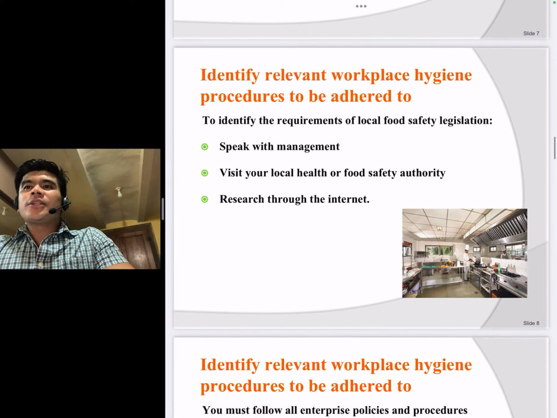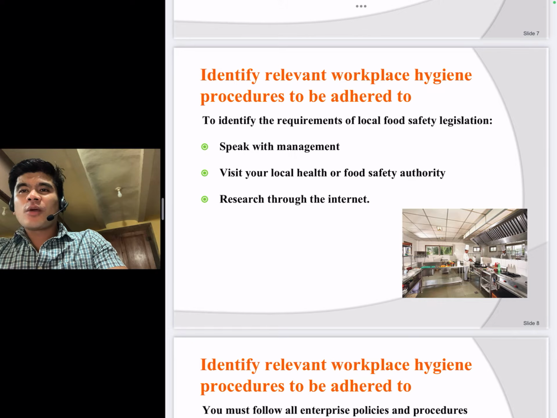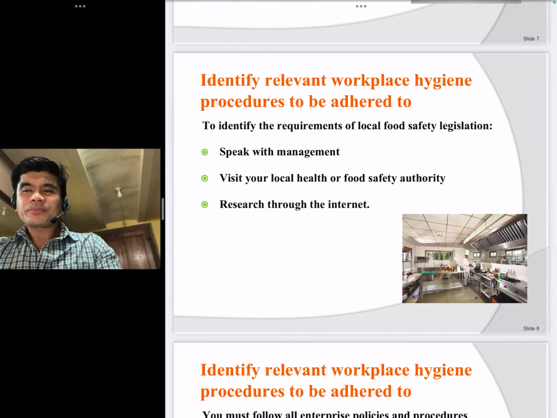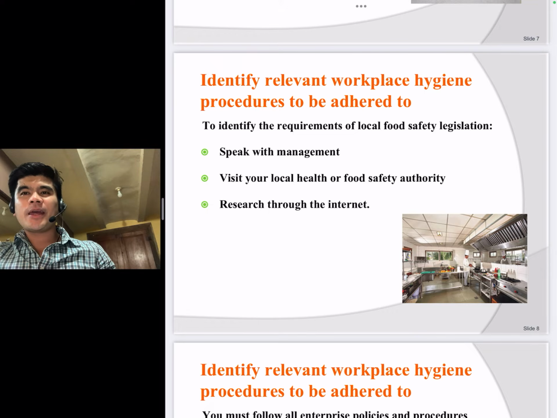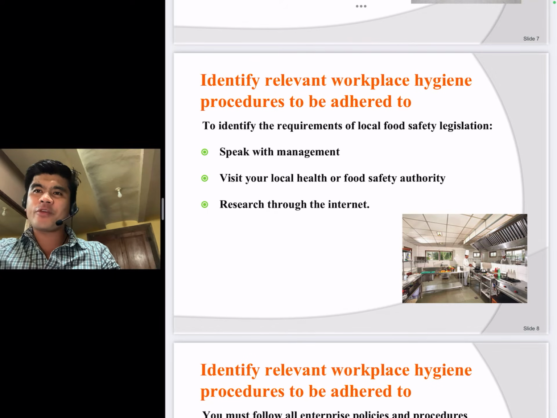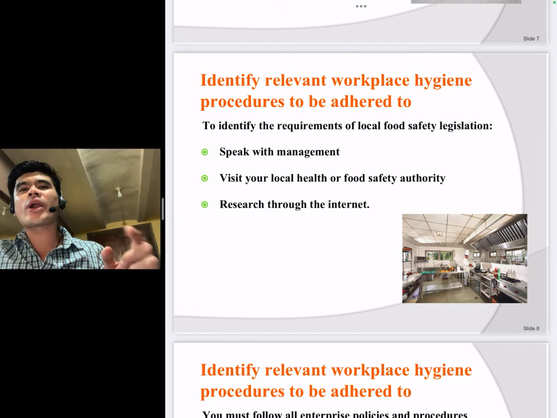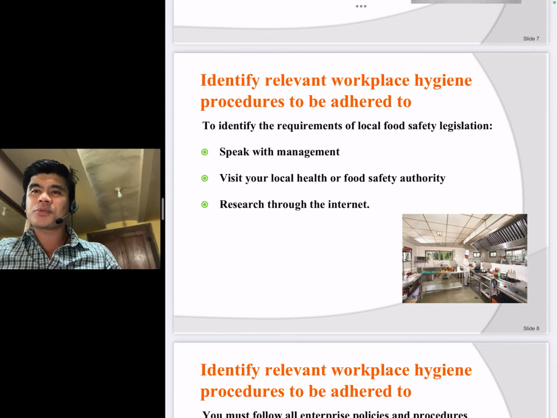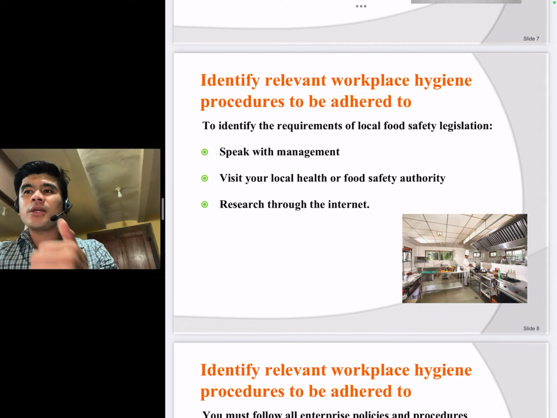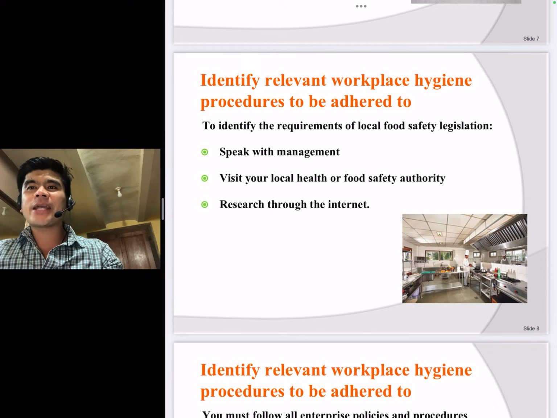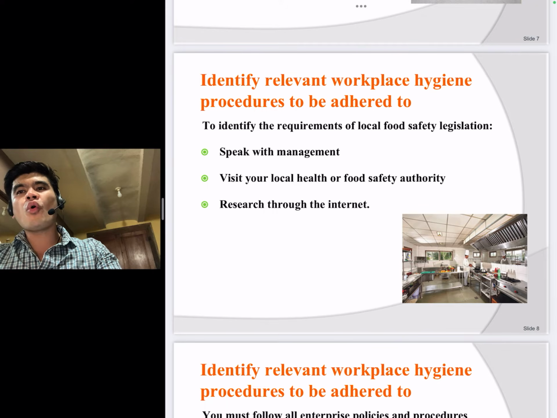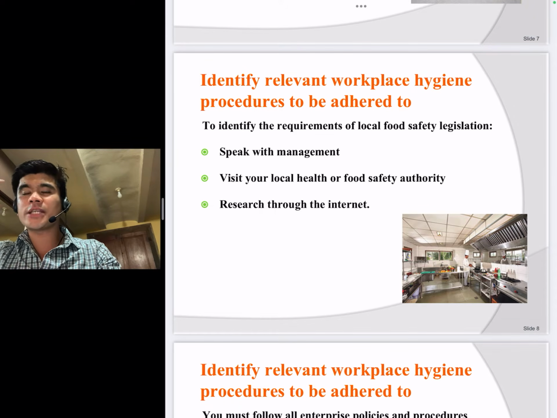Next, identify relevant workplace hygiene procedures to be adhered. This is a continuation. What are you going to do? Speak with the manager. Speak with management is your responsibility. If this is your first job to work in the kitchen or to work in the F&B department, then you must be able to ask what are the things that are not clear to you, especially when it comes to safety and hygiene procedures.